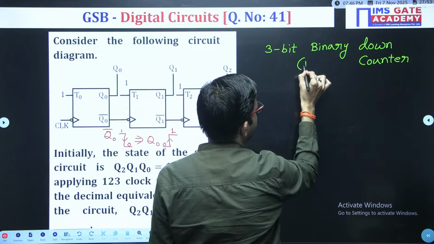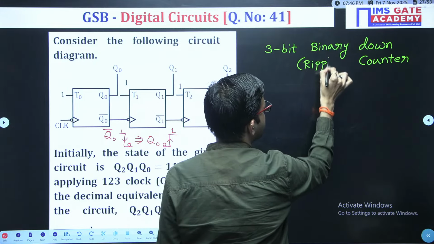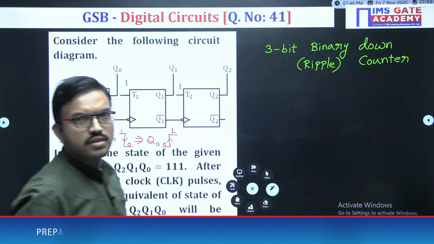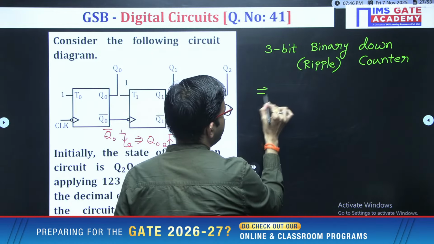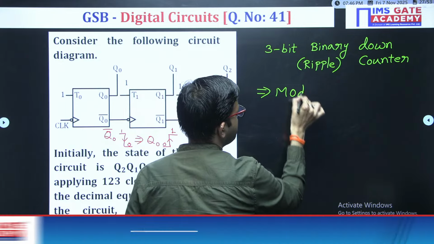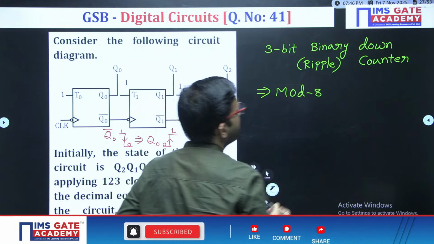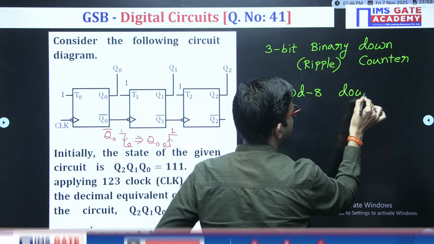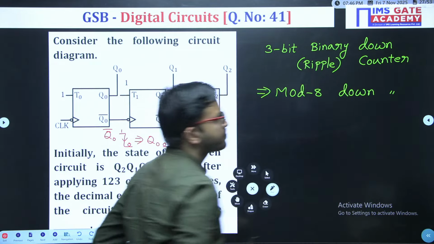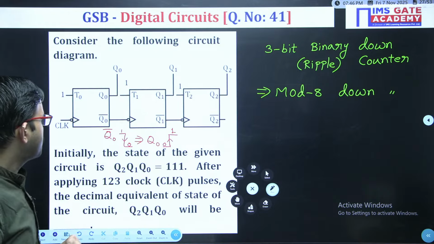Just for reference, you can mention ripple counter also. Okay, right. 3-bit binary down counter. So definitely you are getting 8 possible states. 2 power 3, 8. So mod 8 down counter. Mod 8 down counter, right? Okay. Now what is the question?